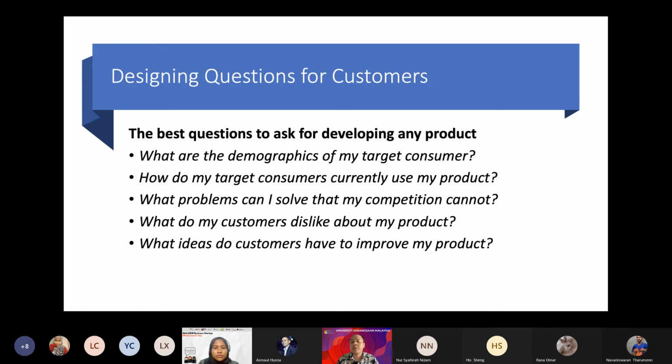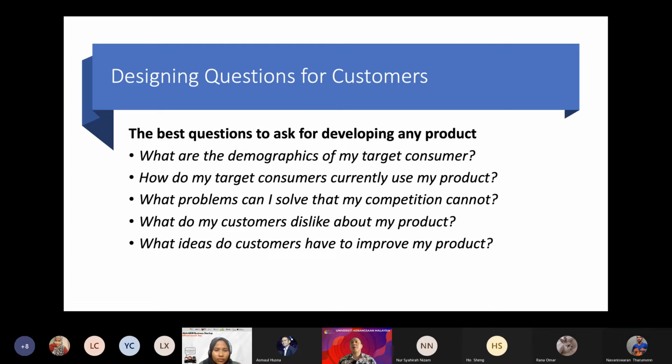Okay, and then, what ideas do customers have to improve my product? You can ask them, "How can we improve?" If they give a suggestion, you have to take it and reflect back on it. Not all the suggestions need to be addressed.